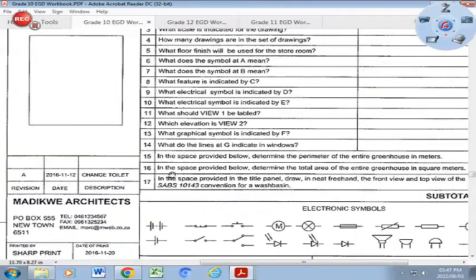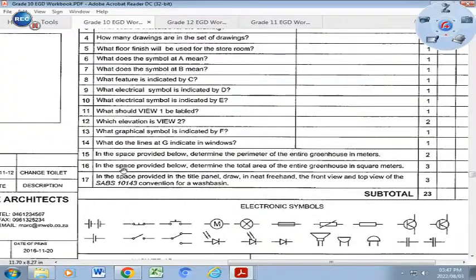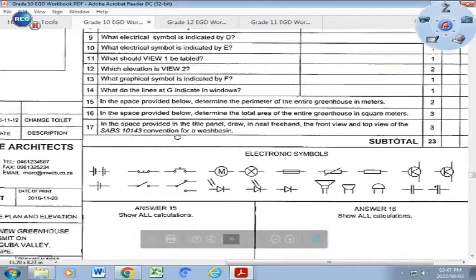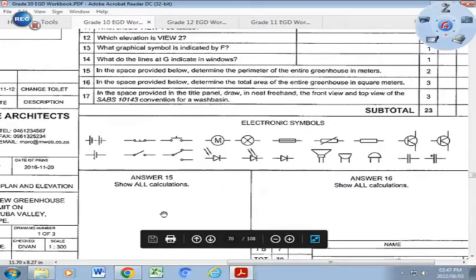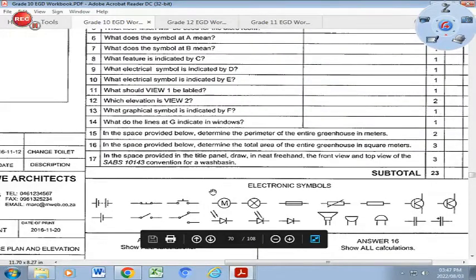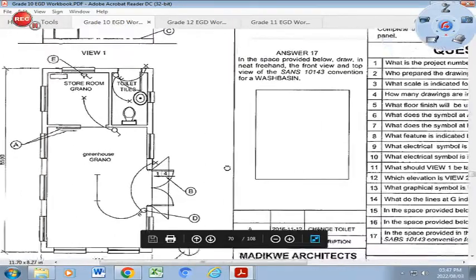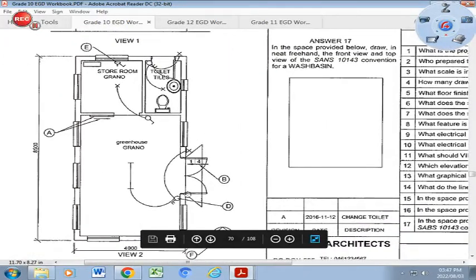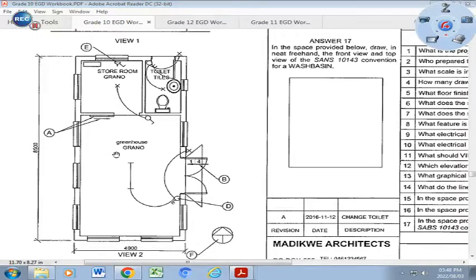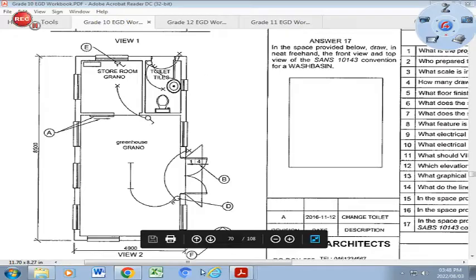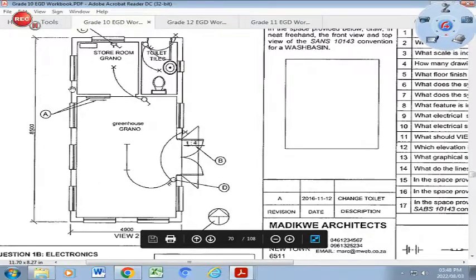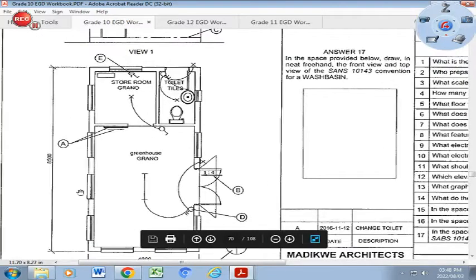If we go to the next one, number 15, very important, higher order. In the space that's going to be provided here by number 15, which is in this space over here, you need to determine the perimeter of the entire greenhouse in meters. So the entire floor plan's perimeter must be calculated. So perimeter means that you have to take all the sides and add them. 2 long sides and 2 short sides must be added. We must have our answer in meters.